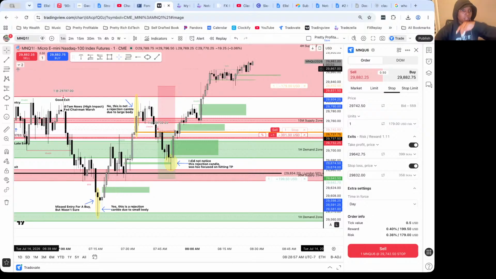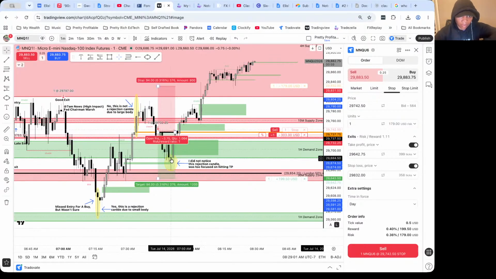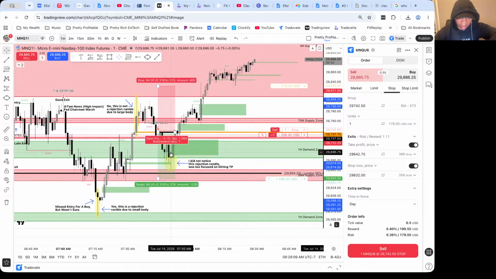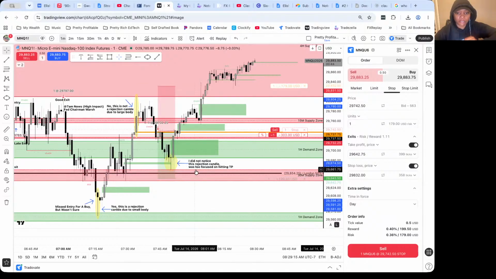Like what I thought I saw, what I wasn't paying attention to. So I could have just closed out like, oh, that's a rejection candle. I'm finna take profit or break even, but out the trade, I could have been out this trade at 750. So I could have been out the trade basically almost 40 minutes ago if I wasn't just so focused on TP.